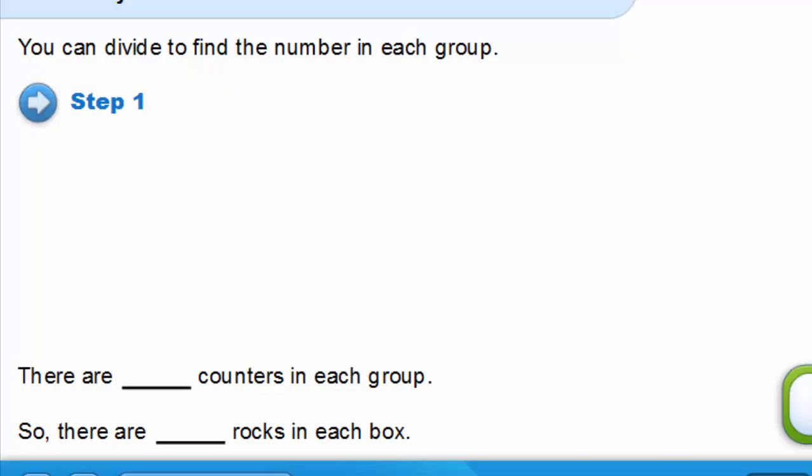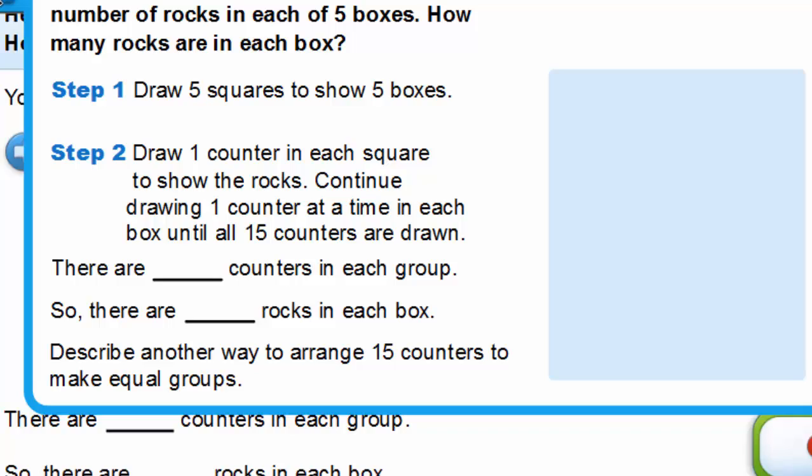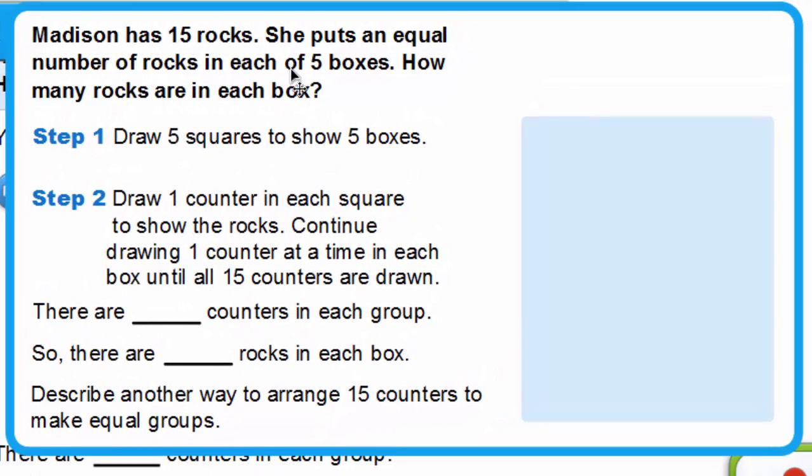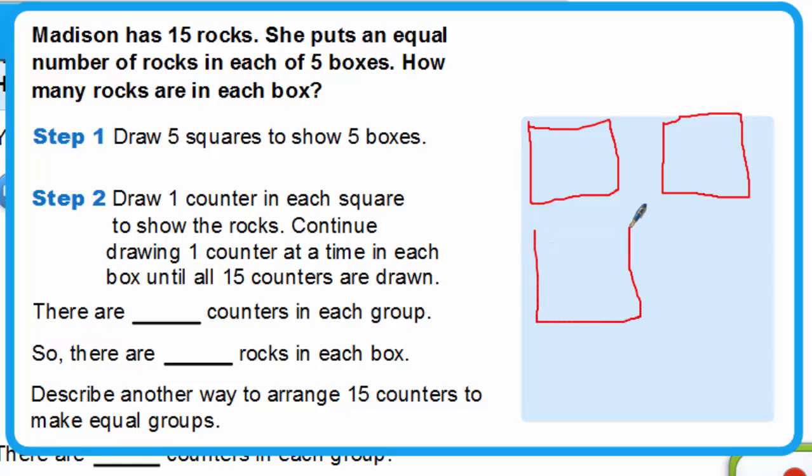Let's look at another problem. Madison has 15 rocks. She puts an equal number of rocks in each of 5 boxes. How many rocks are in each box? Step 1 says to draw 5 squares to show the 5 boxes. So draw any 5 squares. Squares have 4 sides, and they're all the same length. Mine might not be perfect, but that's okay. So if you have a piece of paper, go ahead and draw the 5 squares to represent the 5 boxes.